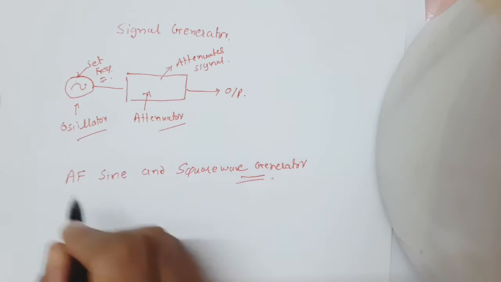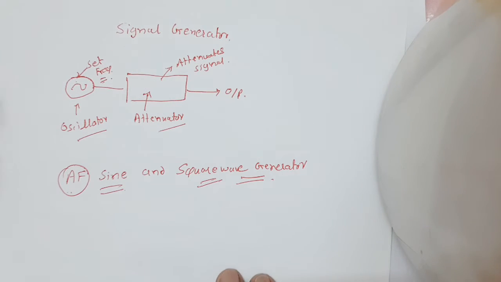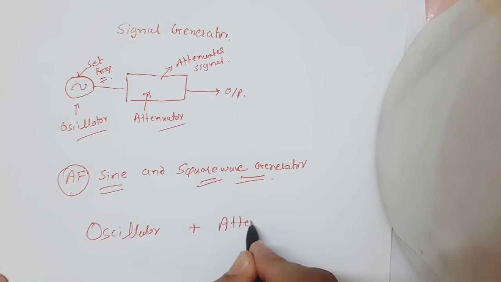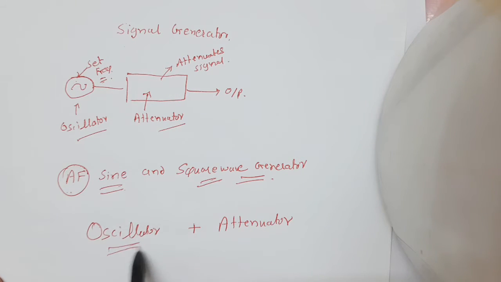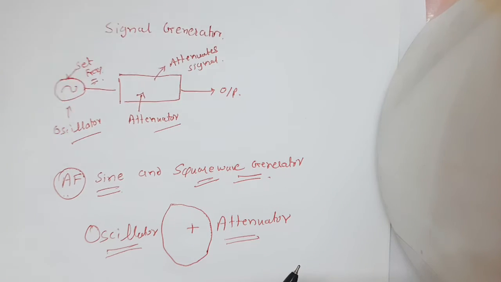What is the meaning of AF? Audio frequency. It generates sine wave as well as square wave. So again there is a need of one oscillator and one attenuator. In between this, there is a circuit which makes the instrument an AF sine and square wave generator. The block diagram is given here.